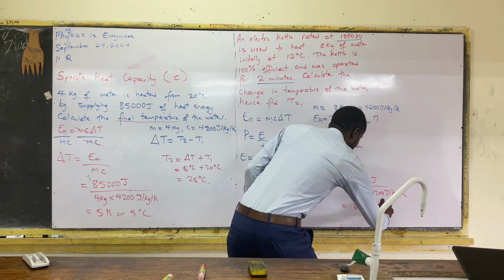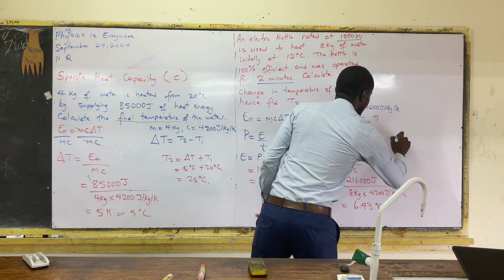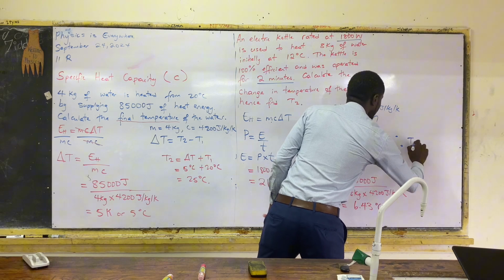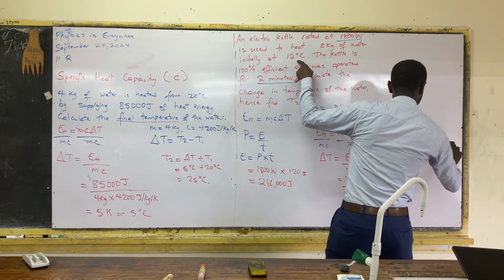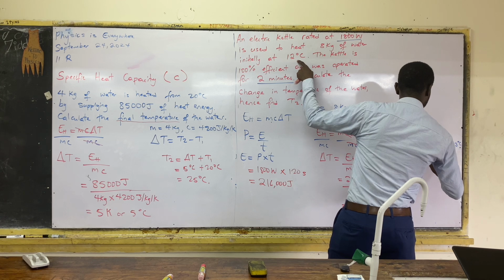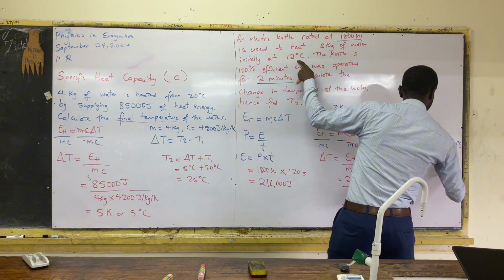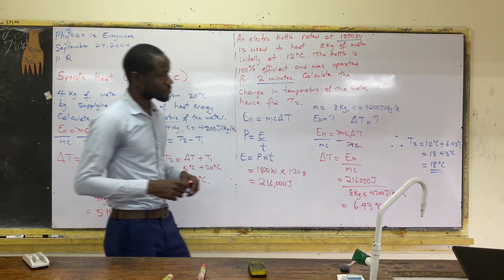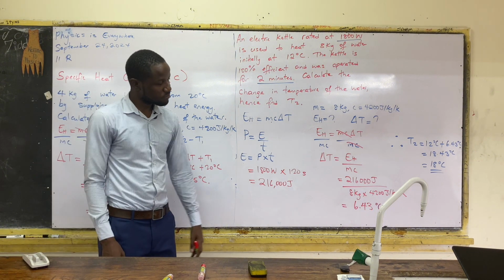So this is degrees Celsius. So now, the final temperature T2 is going to be the initial temperature, which is 12 degrees Celsius plus 6.43 degrees Celsius, which is 18.43 degrees Celsius, or simply 18 degrees Celsius. All right? So if you're using this kettle for 2 minutes, you're not going to get enough water to make a tea. You have to heat it some more. All right? So that's what we get.